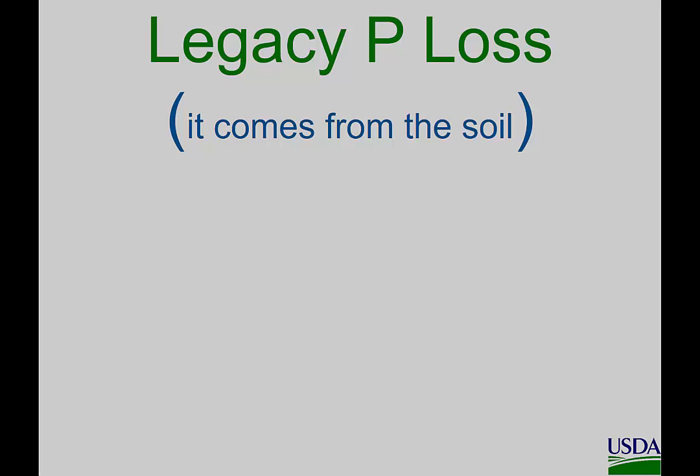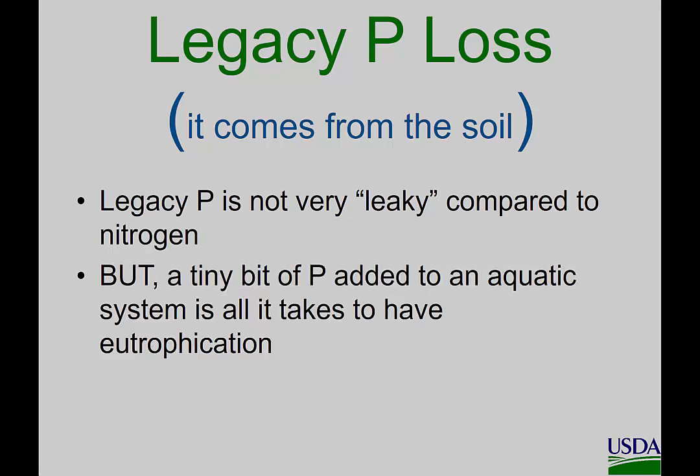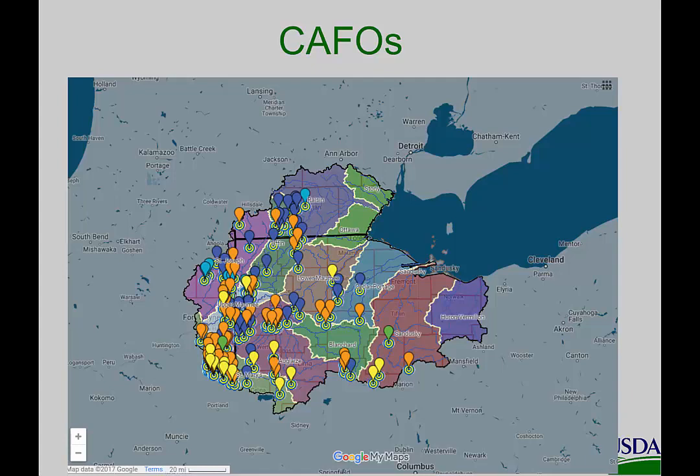So the other main way in which phosphorus is lost, so we have incidental losses. Second, legacy P loss. That's the more frequent, smaller, less catastrophic, but more frequent losses of dissolved phosphorus. Legacy phosphorus is not as leaky compared to nitrogen, but it does add up. That tiny bit of phosphorus, when those soils get built up, you lose that dissolved phosphorus. That small amount, half a pound of dissolved phosphorus per acre per year, is enough to cause big eutrophication problems.